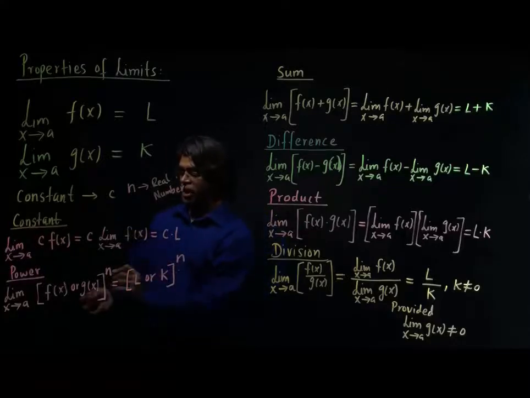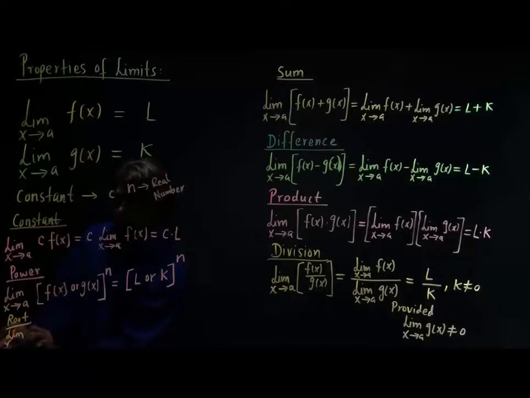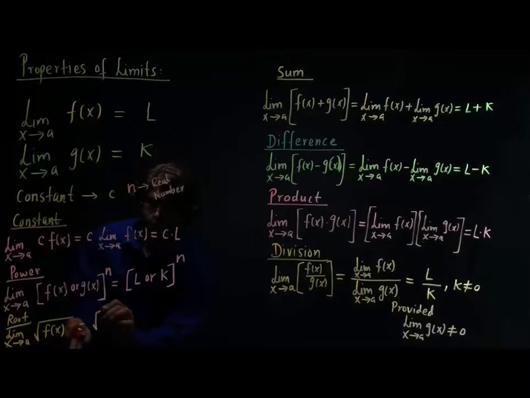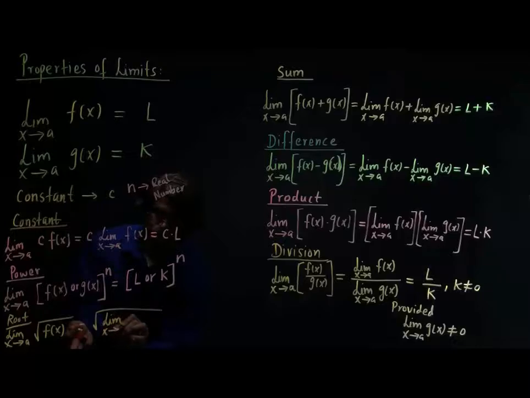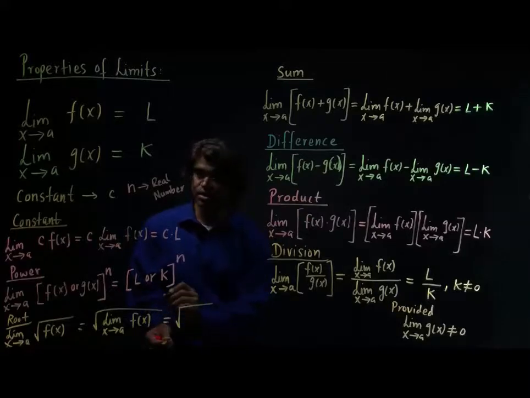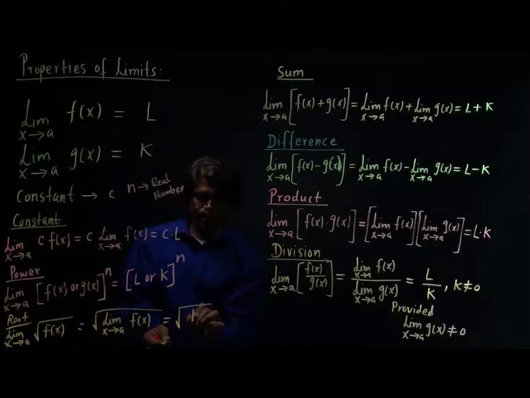And the last property is for the root function. So if I have a function, limit x tends to a inside the root, and I'm going to consider f(x) here, what will I do? I will write the square root and find the limit of that function inside the root. So as you can see, I'm taking my function as f(x). So the limit of f(x) at a is L. So I will write L.